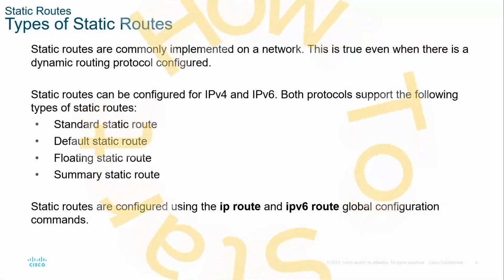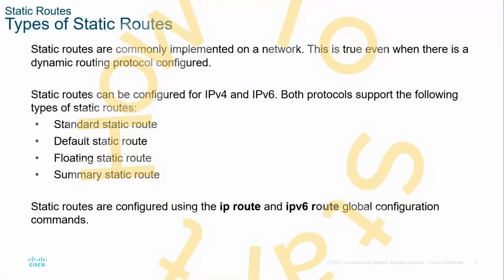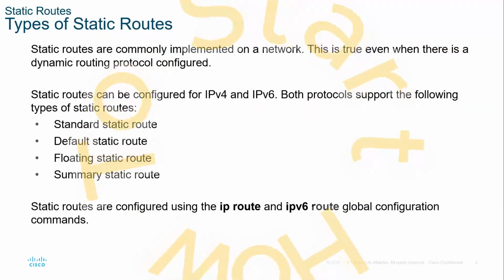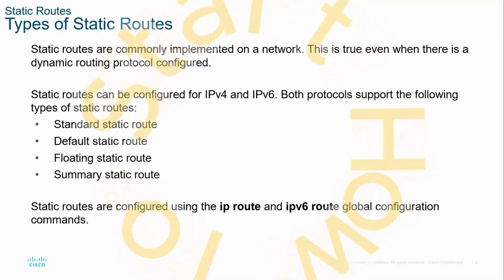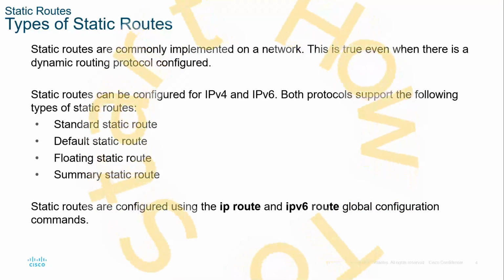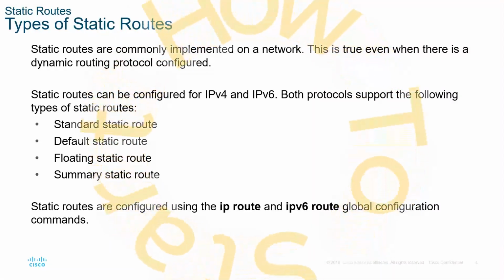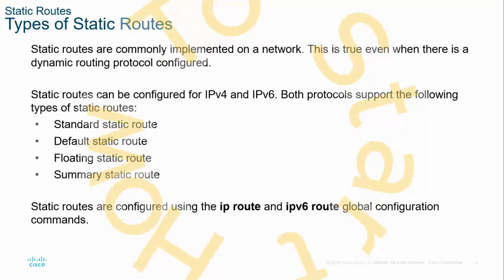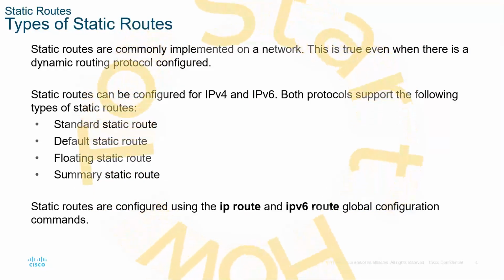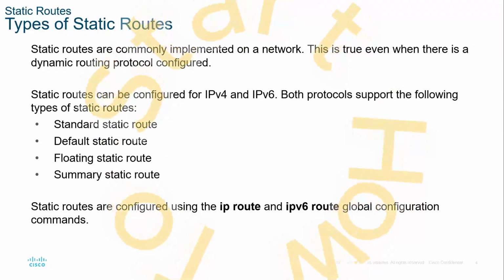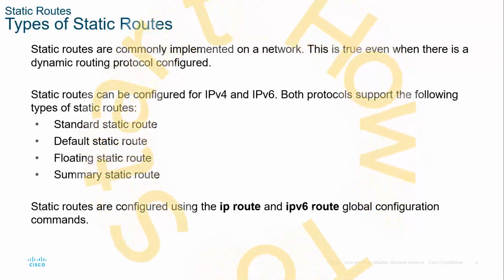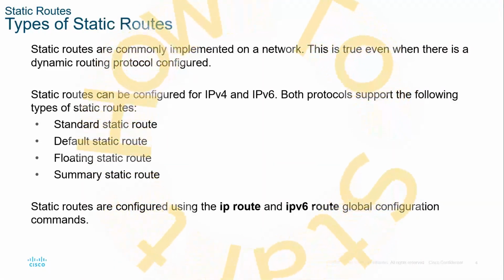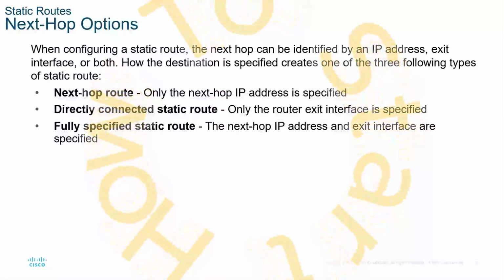A static route is basically used for implementation on a small network. This is true even if there are dynamic routing protocols already there. We can do static routes for both IPv4 and IPv6. The 4 main types are standard, default, floating, and summary static routes. And how we create them is through ip route for IPv4 or ipv6 route from the global configuration command. Alright, so from there we will provide the details.